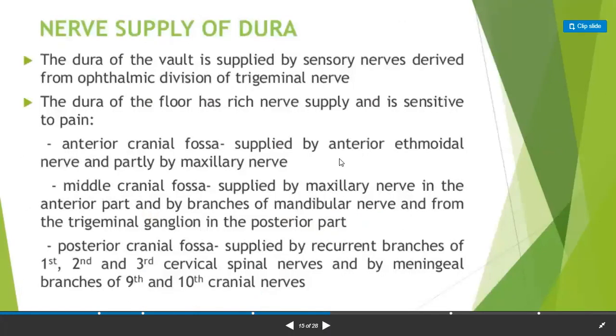Okay, nerve supply of the dura. The dura of the vault is supplied by sensory nerves derived from the ophthalmic division of trigeminal. The dura of the floor has rich nerve supply and it is sensitive to pain. The anterior cranial fossa is supplied by branches coming from the maxillary nerve, that is the anterior ethmoidal branch. The middle cranial fossa is also supplied by the maxillary nerve in the anterior part and branches of the mandibular nerve from the trigeminal ganglion in the posterior part. The posterior cranial fossa is supplied by recurrent branches of the first, second and third cervical spinal nerves and by meningeal branches of the 9th and 10th cranial nerves.